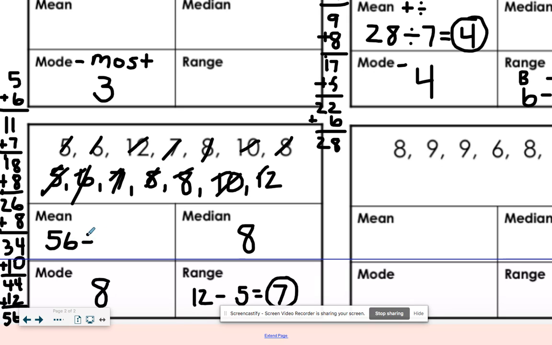Then we need to divide. And remember, we're dividing by how many numbers I had. I had 1, 2, 3, 4, 5, 6, 7 numbers. So 56 divided by 7 is 8. Again, if you notice, a lot of our values are similar amounts.